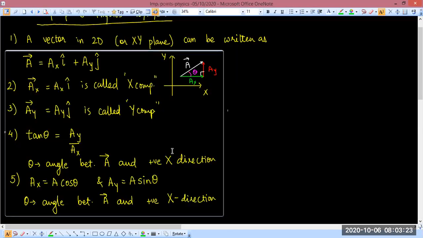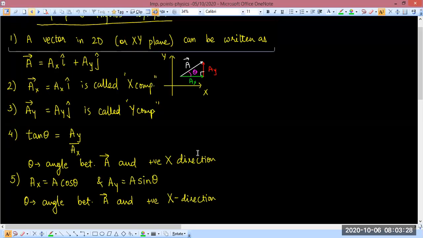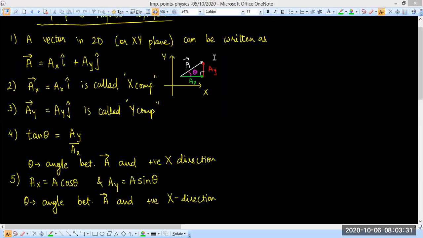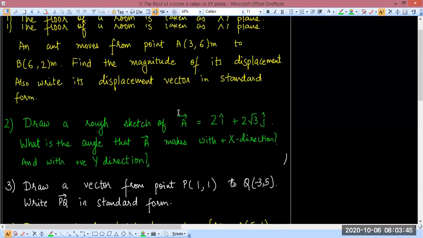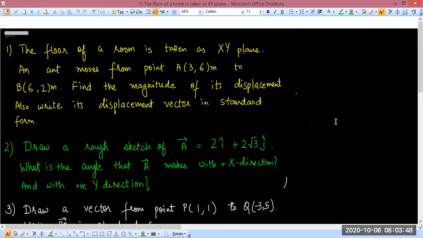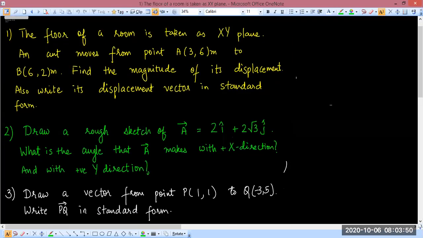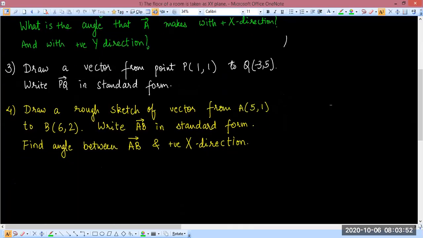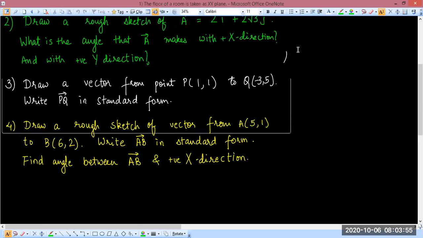So this is where we stopped yesterday. I told you that you can find the y component by taking A sin theta. Now I had also sent homework, but anyways, I'll ask them to send it to you today. So just ignore these questions. Let's go to the next thing.